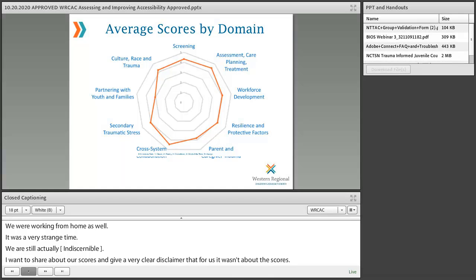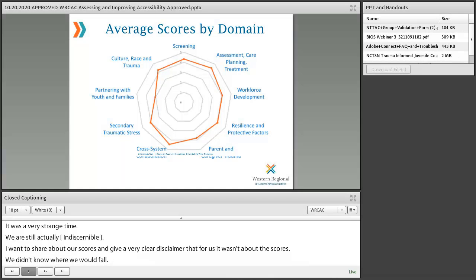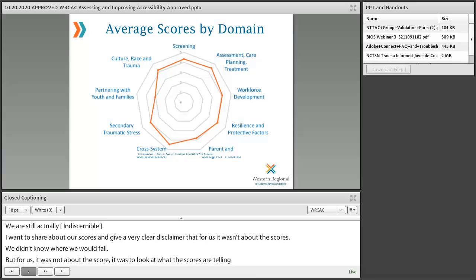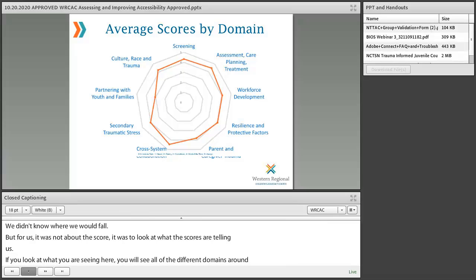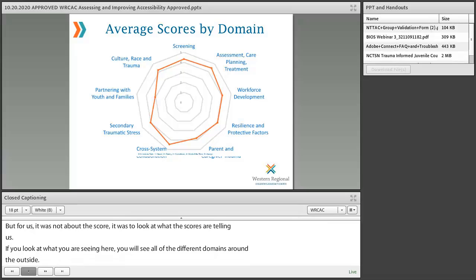So if you look at what you're seeing here, a radar chart I've learned, you'll see all the different domains around the outside, and then the 5, 4, 3, 2, 1, 0, which is unable to rate. So that's where the answers fell. So 5 being the practice happens all the time, 4 often, that kind of thing. So you'll see in looking at this, it actually looks fairly trauma-informed.